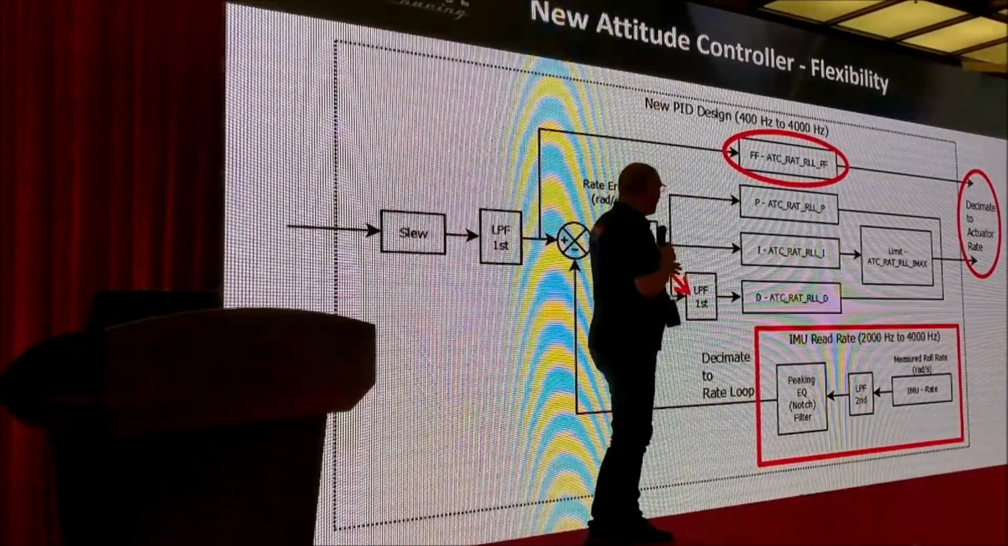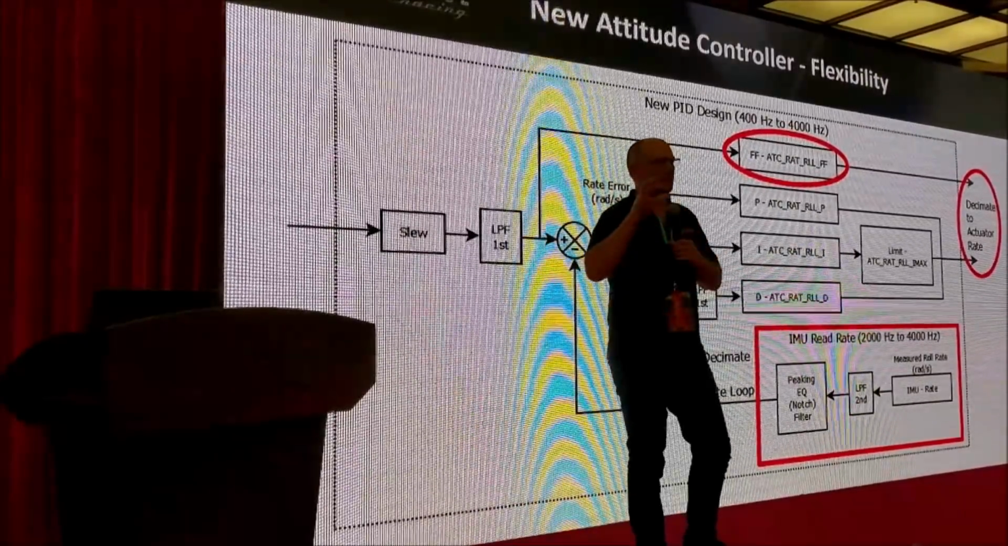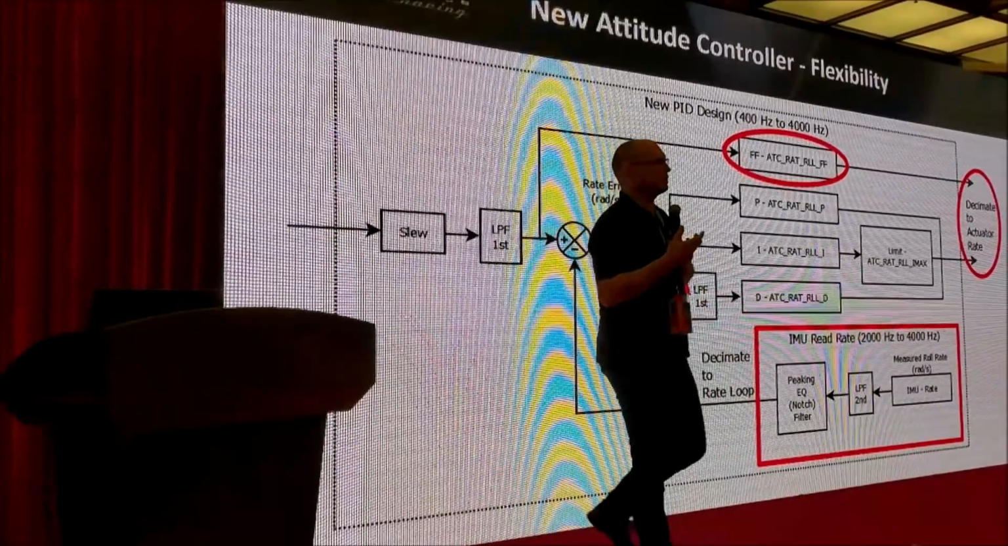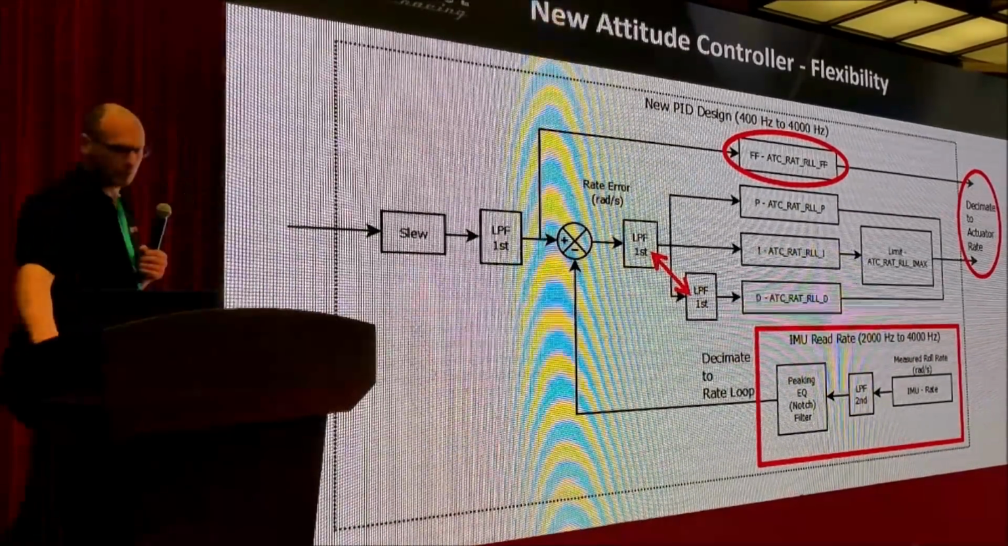The flexibility here and how we use these filters is another component that allows us to tune the frequency response of our PID controllers to different aircraft.